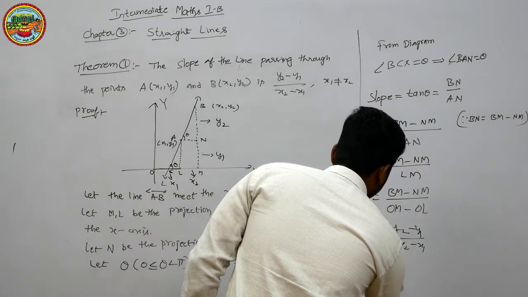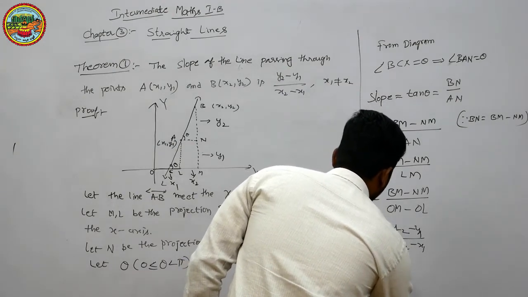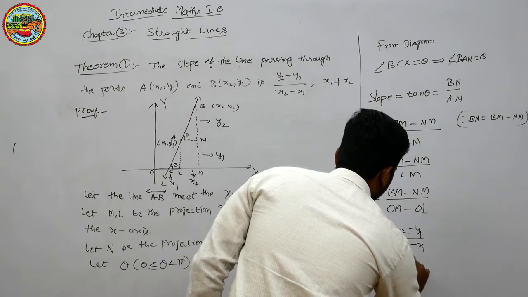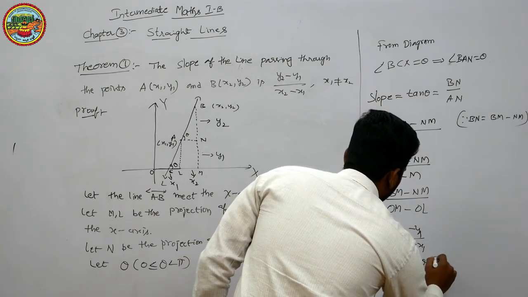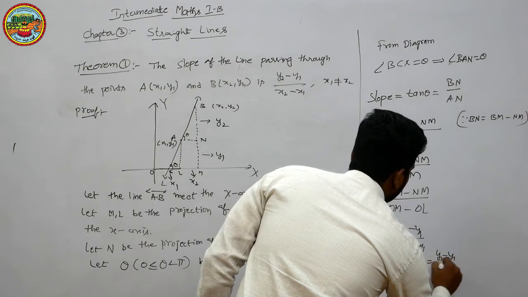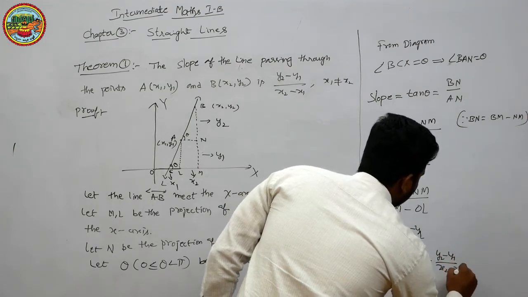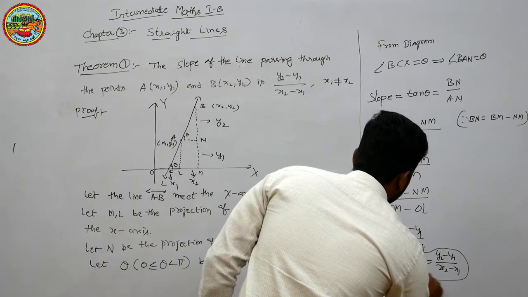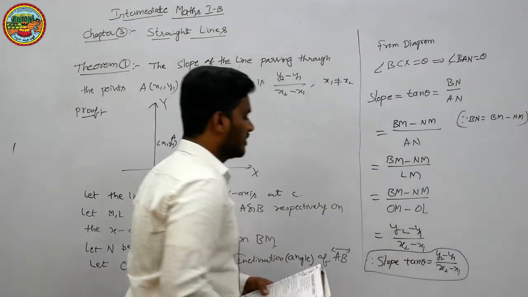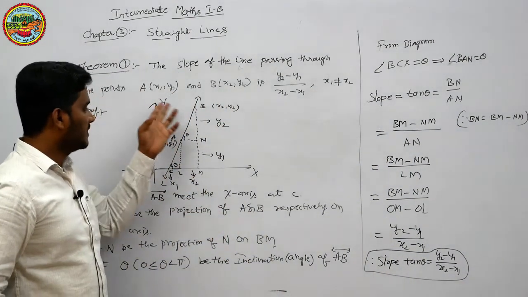Therefore the slope, tan theta, is equal to y2 minus y1 by x2 minus x1, is the slope of the line which is passing through 2 points A comma B.